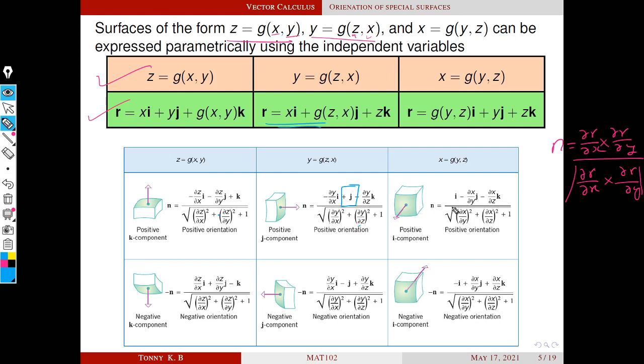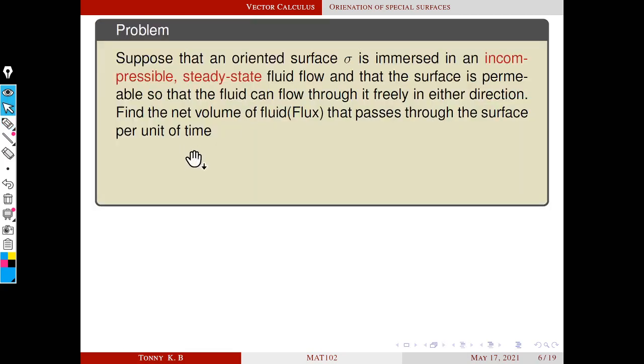Similarly, in the case of x is equal to g(y,z), the positive orientation means the increasing direction of x, and the negative means the direction of decreasing x. So these are the positive and negative orientations of these three special cases. In this course, we will discuss only these three special cases. Now we are ready to define our main problem.